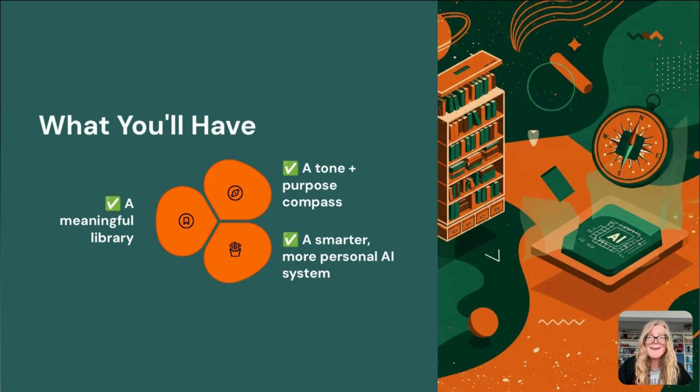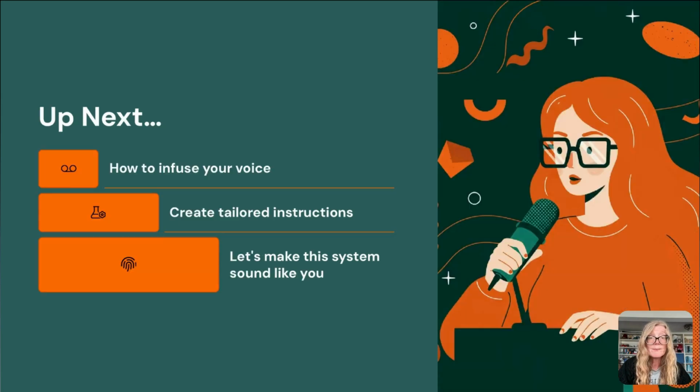Once you've built your personalized AI brain, you will have a curated, meaningful library of reference material for that particular task, a tone and values compass to guide those outputs, and a system that's already smarter for your context because it knows what you're trying to achieve and why, and it thinks more like you. In Module 4, we'll explore how to infuse your voice and tone even more deeply, and decide when and how to write tailored system instructions. Let's keep going.